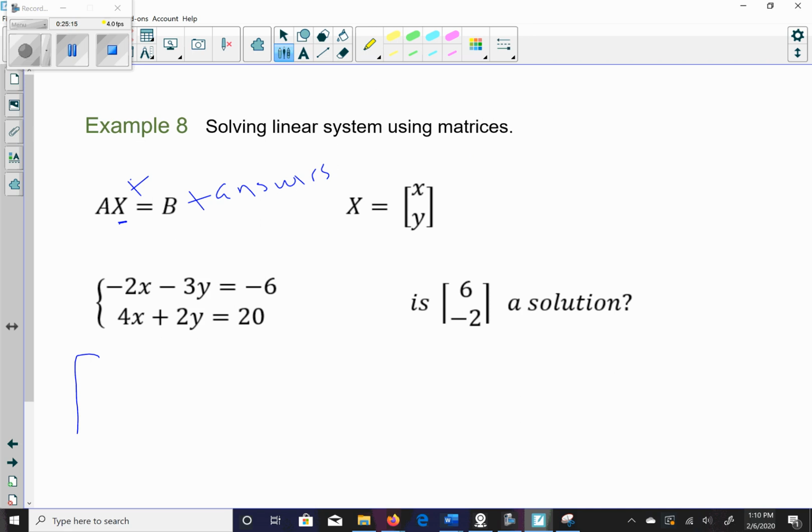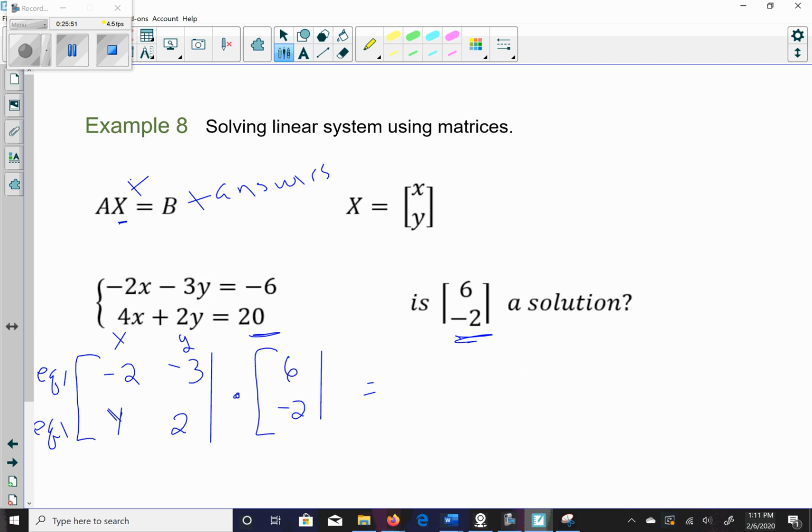So we have our coefficients, and our coefficients going in order are negative 2, negative 3. The way I like to think of this is row 1 is equation 1, and then column 1 would be the x coefficients, column 2 would be the y coefficients. So when I go to do equation 2, that's going to be 4, and then the y coefficient is a 2. I want to see that if I multiply it by what they say x might equal, which is 6, negative 2, I truly get the answers of my B matrix, which is going to be negative 6 and 20.